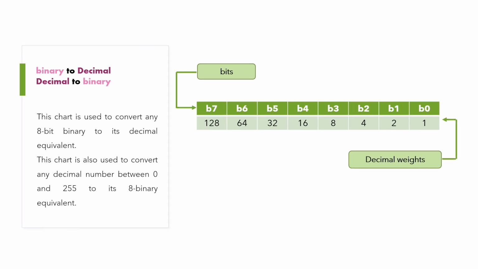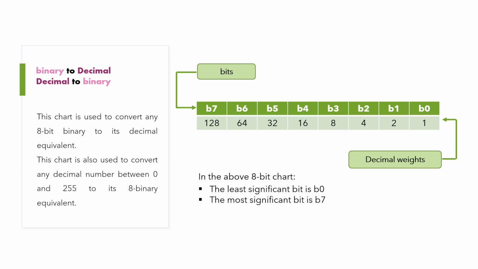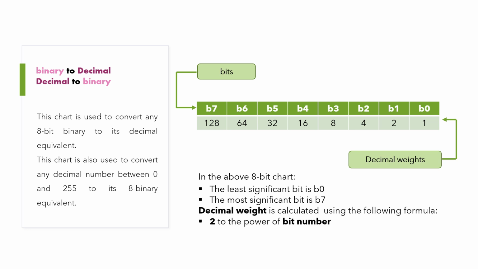This chart is used to convert an 8-bit binary number to its decimal equivalent and also to convert any decimal number within the range of 0 through 255 to its 8-bit binary equivalent. The chart shows 8 bits, bit 0 through bit 7. The least significant bit is bit 0, the most significant bit is bit 7. The decimal weight of each bit is written underneath.